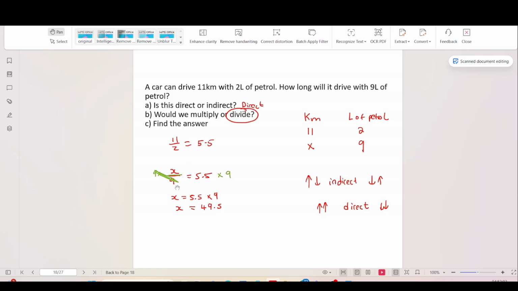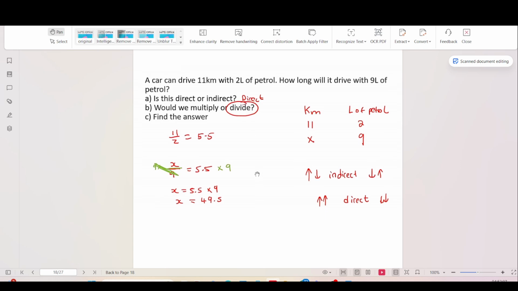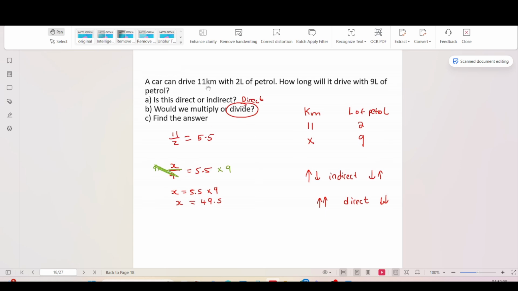So the values go down, okay? Like here you are writing 11 over 2, so this will be x over 9, because 2 liters you are writing down. So this is also given in liters, so this will be in the denominator, bottom.